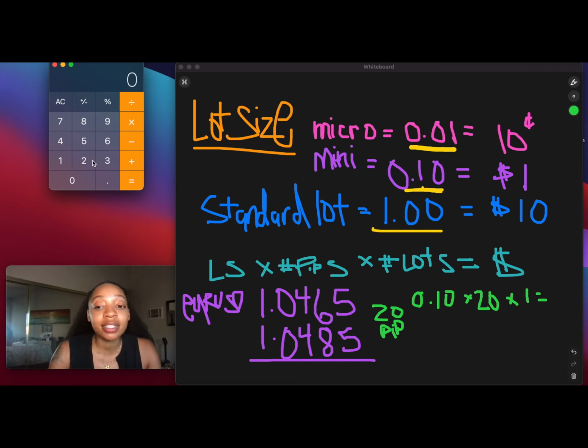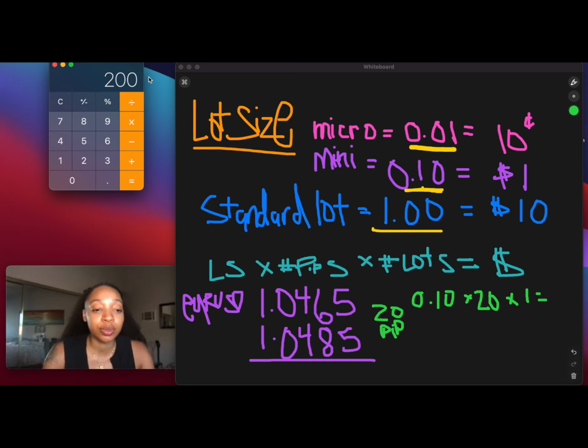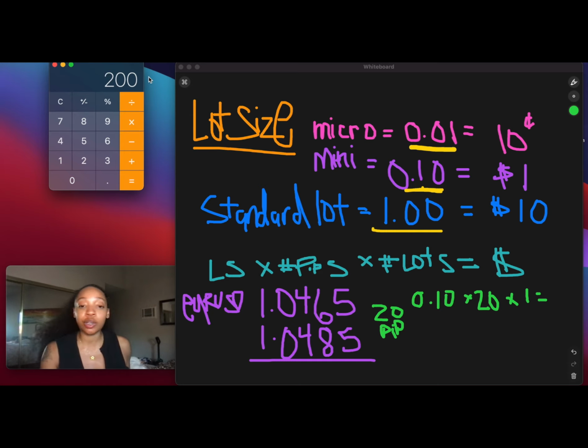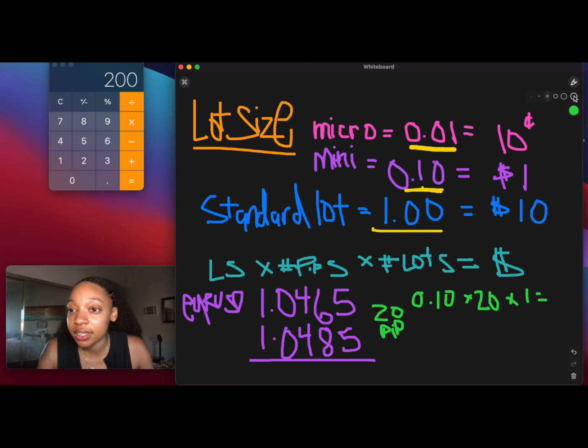All right, so let's go ahead and calculate some pips. Obviously if we're making $1 per pip, 1 times 20 is obviously $20. Bam. So let's just hop into the standard. Obviously we know the answer is 200, but just for the sake of going through, it's 20 pips times $10. That's $200. Okay, let's just do one more example to solidify this in our mind.